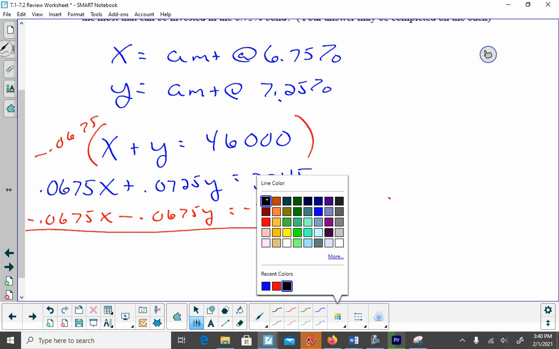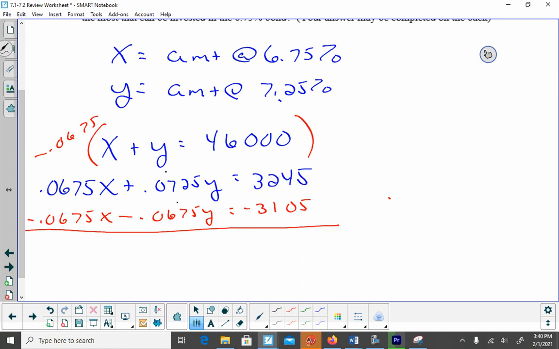0.6075. I could have multiplied by negative 0.0725 and I would eliminate my y. It doesn't matter which one you eliminate. When I add this one plus this one, and I'm doing this all on my calculator, I'm going to get positive 0.005y. And when I subtract these, I get 140.